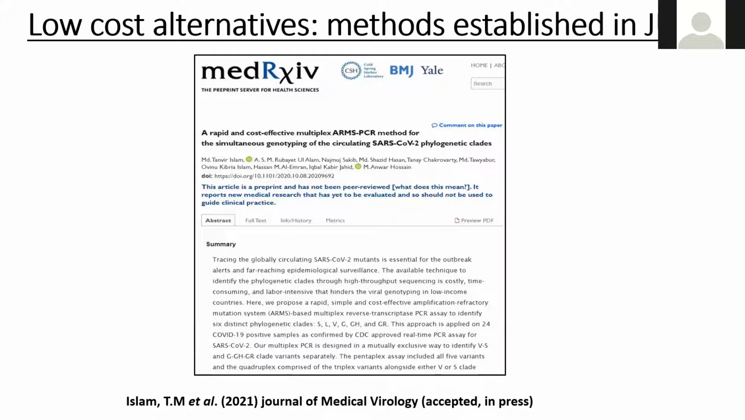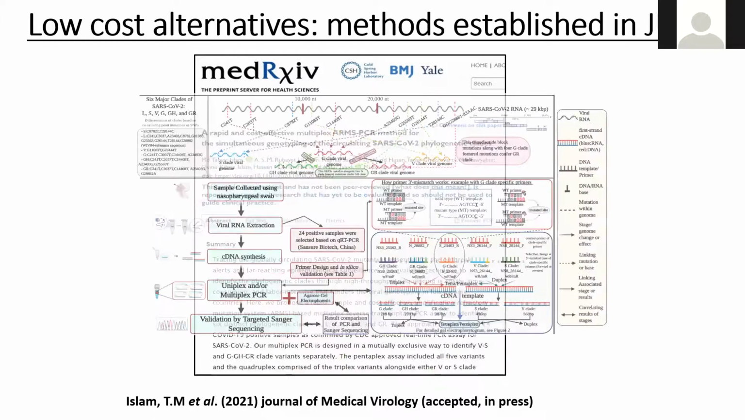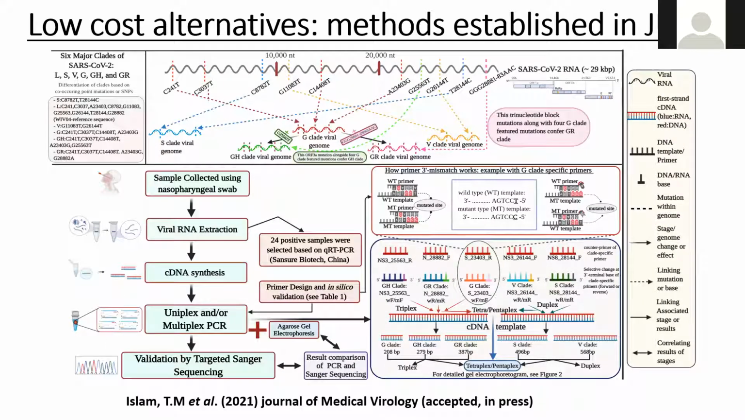Then we developed a normal PCR-based, low-cost technology. And this is a multiplex PCR. In one PCR, we can use the primers in such a way that we can identify all the clades that are circulating in Bangladesh. With this technique, we can identify six clades, except the GVA clade, because we didn't find that clade in Bangladesh.